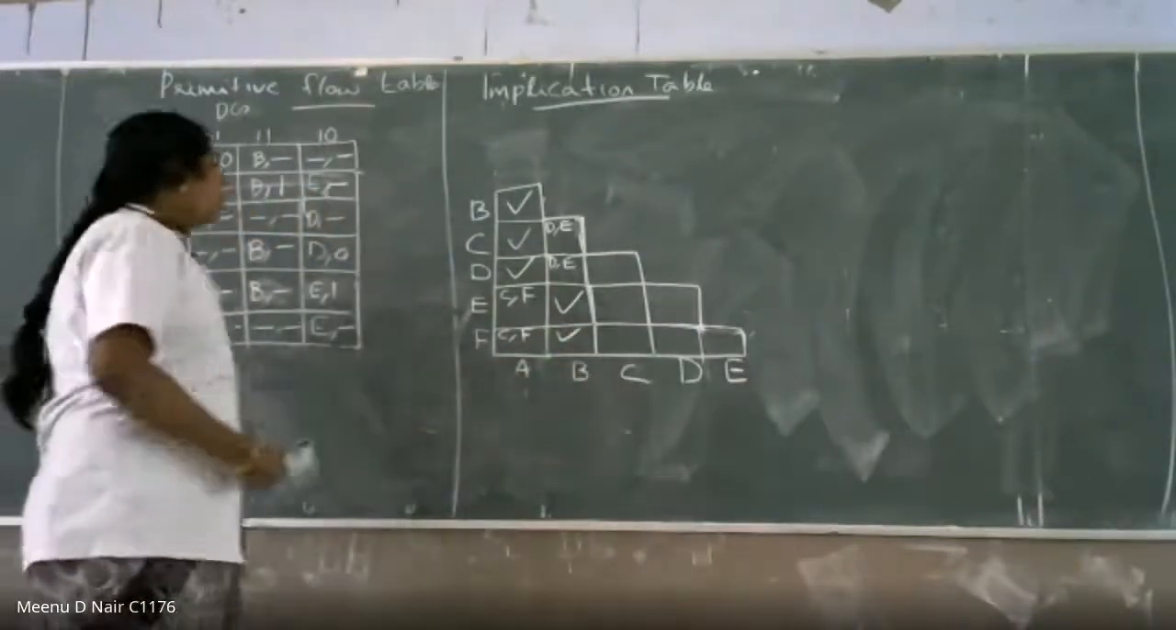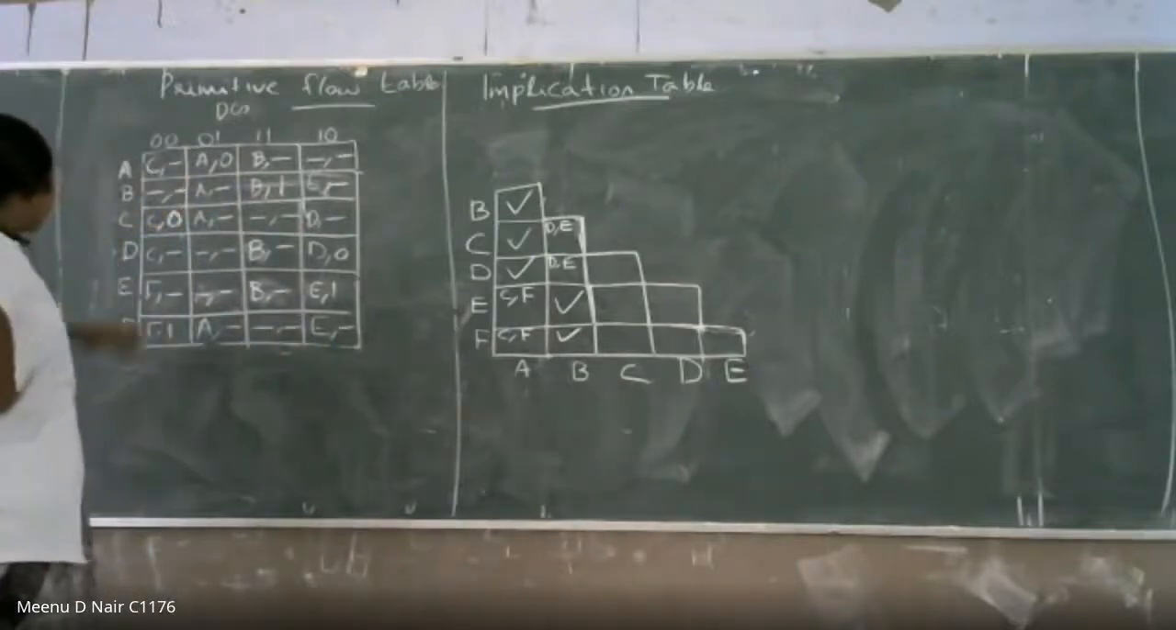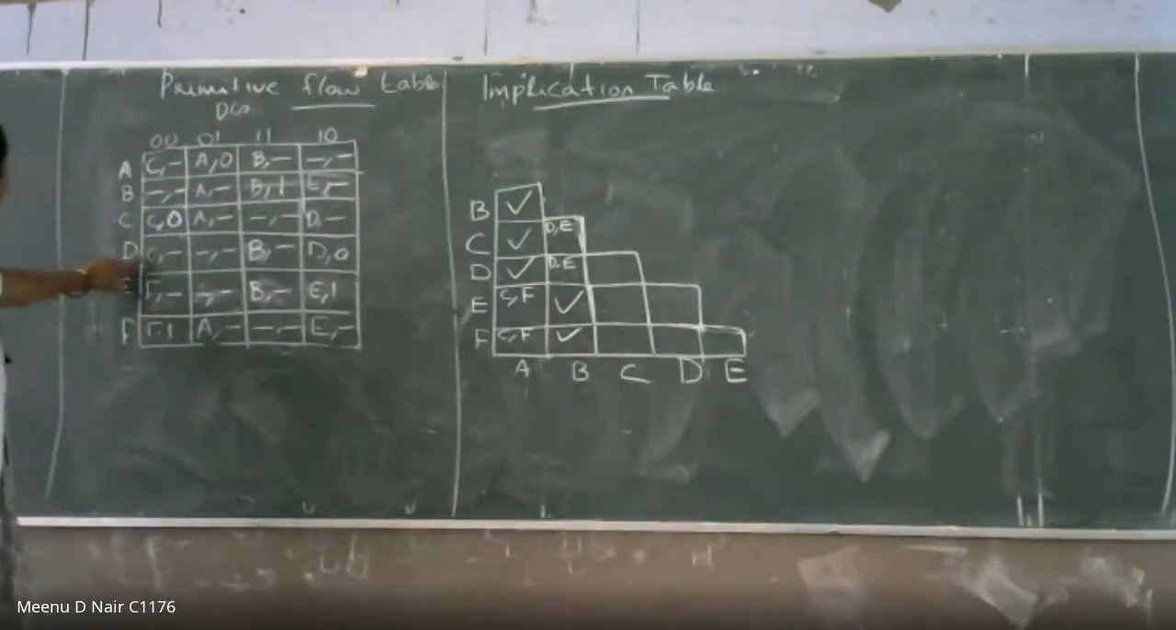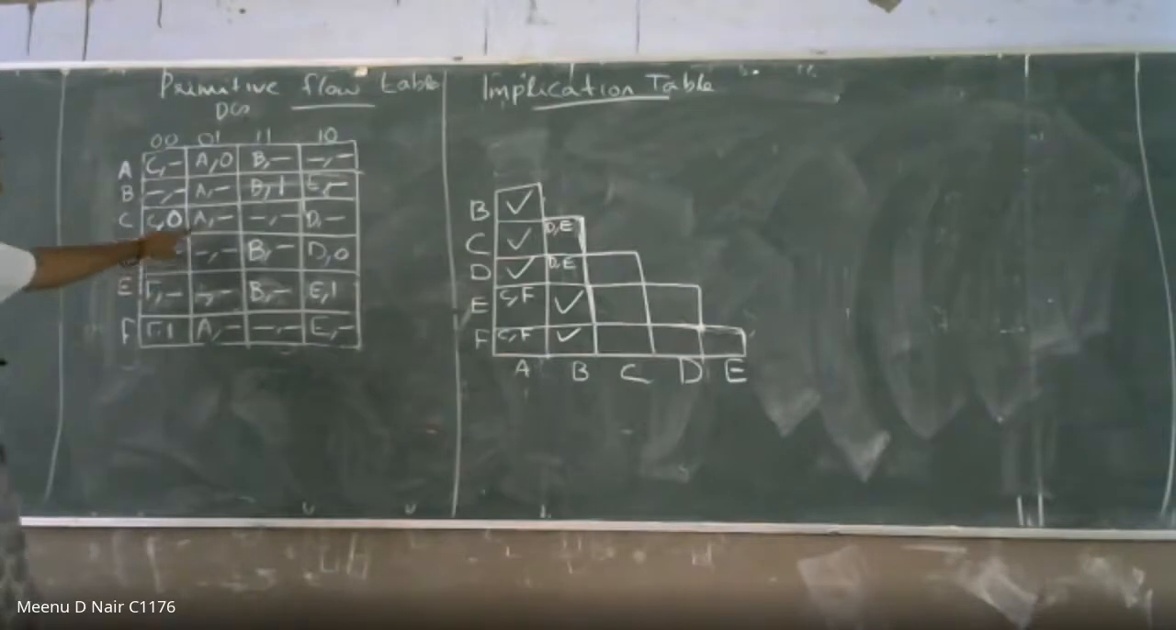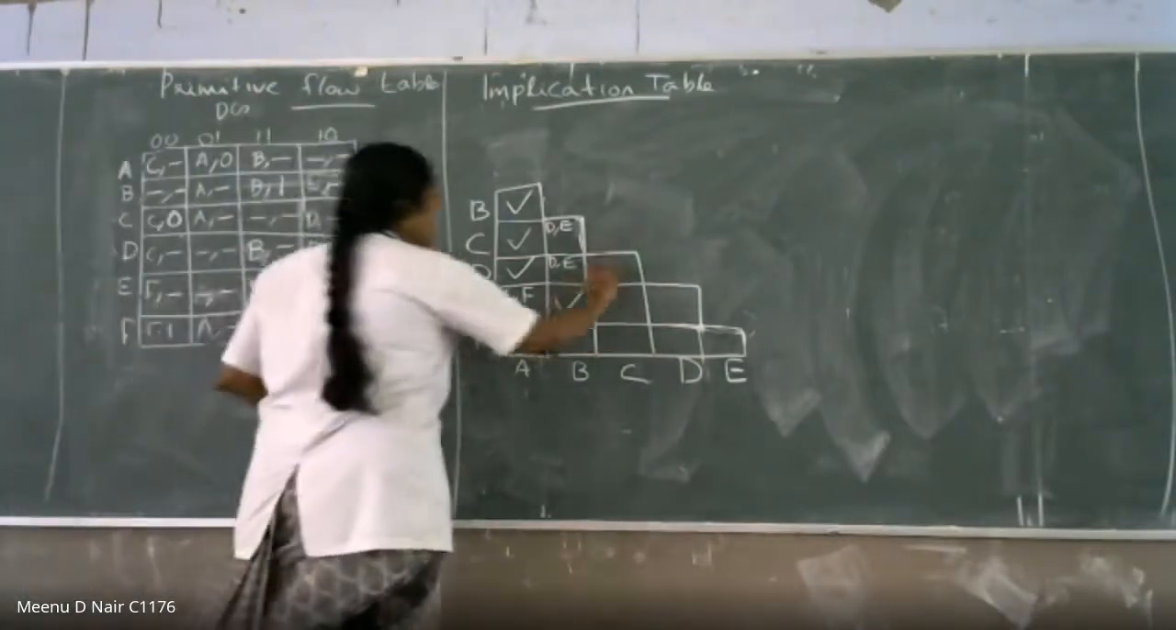Now next one is C comma D. We have to check whether C comma D is comparable. C comma D, because this is comparable, this is comparable, this is comparable, this is comparable. So C comma D is comparable.